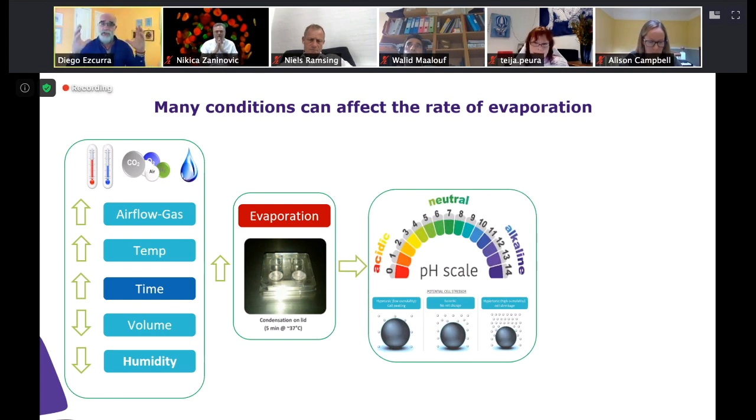Osmolality. So if you increase osmolarity, you're going to start shrinking the embryos, because the water of the embryos is going to go out just to compensate for the difference in the osmotic pressure. And that will change what? It will also change pH.